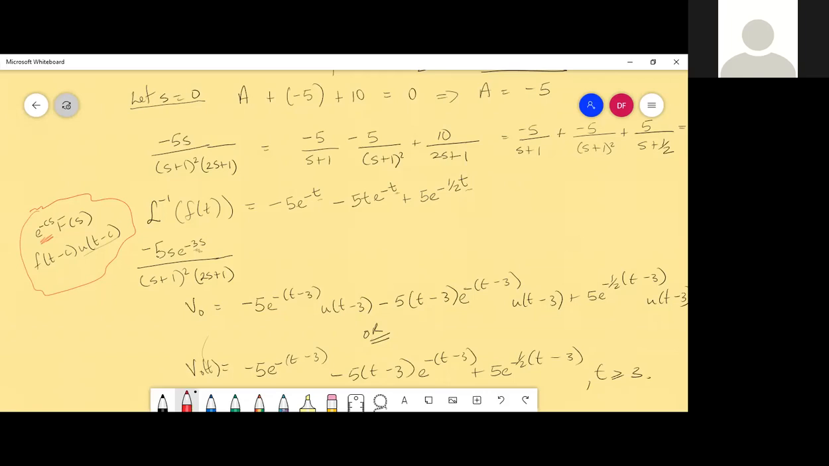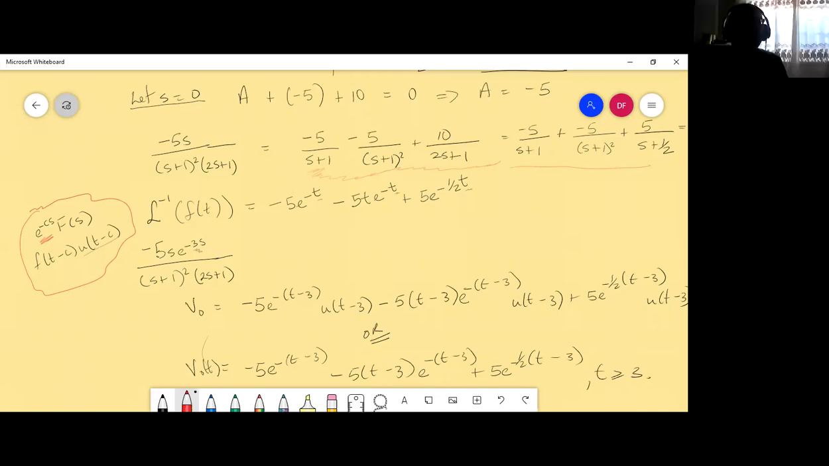Not yet, sir, but we'll look over the video. Sir, question. Hmm? Where did you get the negative 5s e to the minus 3s over s plus 1 all squared, right above the v naught? Where this here? No, right above the v naught. Which one? This here? Yes.